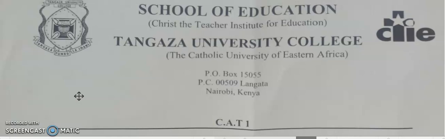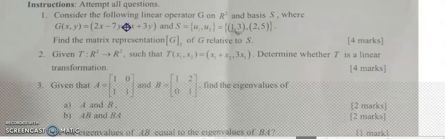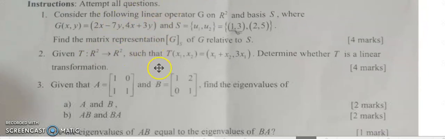And that's why in today's video we've been presented with a question that asks us to consider a linear operator in two dimensions, that is R2, with some basis S. Our target is to find a matrix representation of this G with this basis S. This G is an operator in two dimensions, and it is given relative to S. So you can pause the video if you know how to figure it out. Otherwise, follow through and see how we solve it systematically.